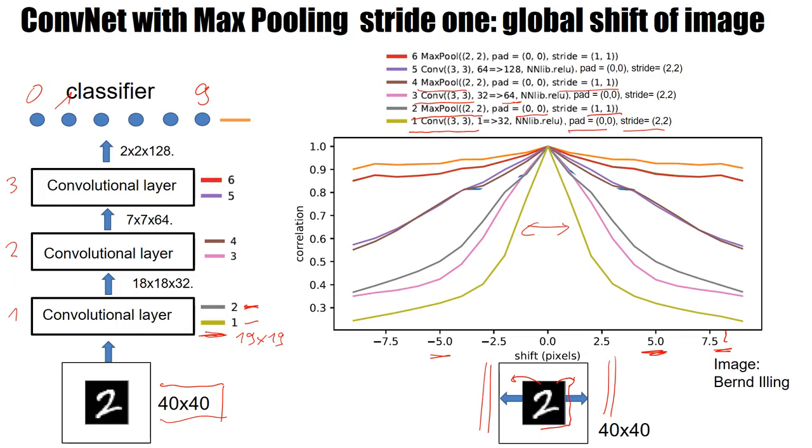Now let's look at this gray line here, which is the output of the first convolutional layer, which means after the MaxPooling stage. And we see that actually we gain quite a bit of stability. We go from this greenish curve to the gray curve, and now the sensitivity to shifts has been reduced. That means we are more invariant to local translations of the image. Now the same thing repeats.